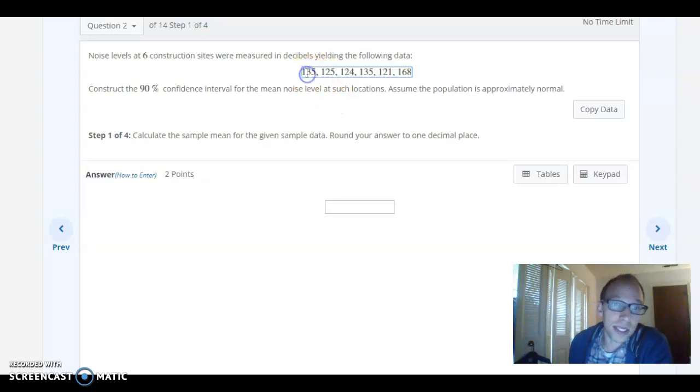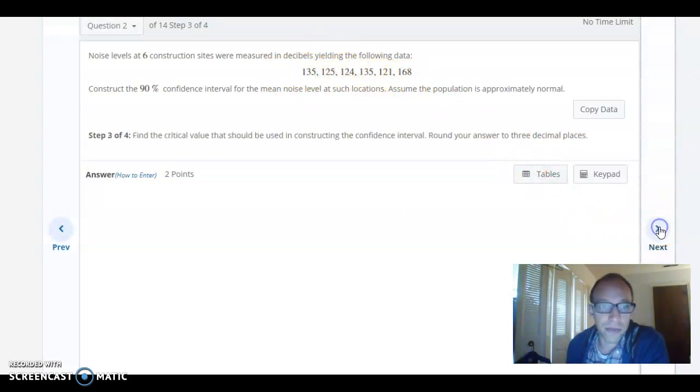So I would just plug these data points into your calculator to get the sample standard deviation. And the sample mean is what we need to do in step 1. Step 2, we would get that sample standard deviation. And email me if you don't know how to use the calculator to do that. And then the critical value, I think this could be a stumbling point. Let me hit that really quickly.